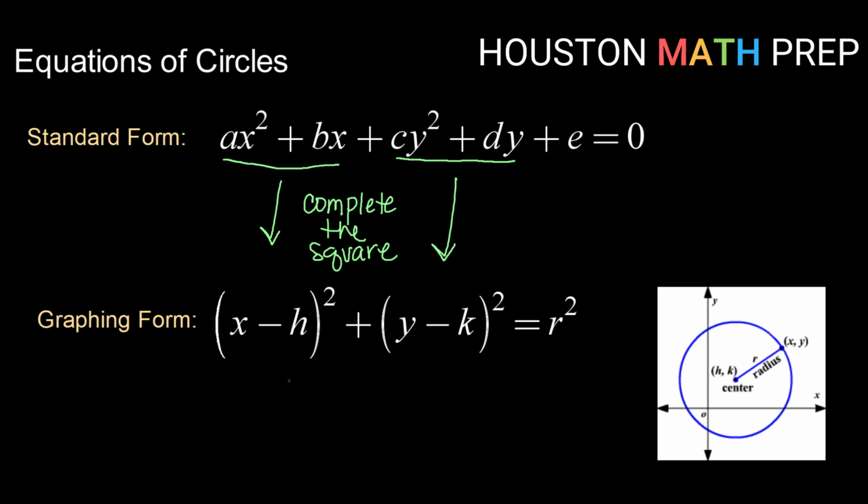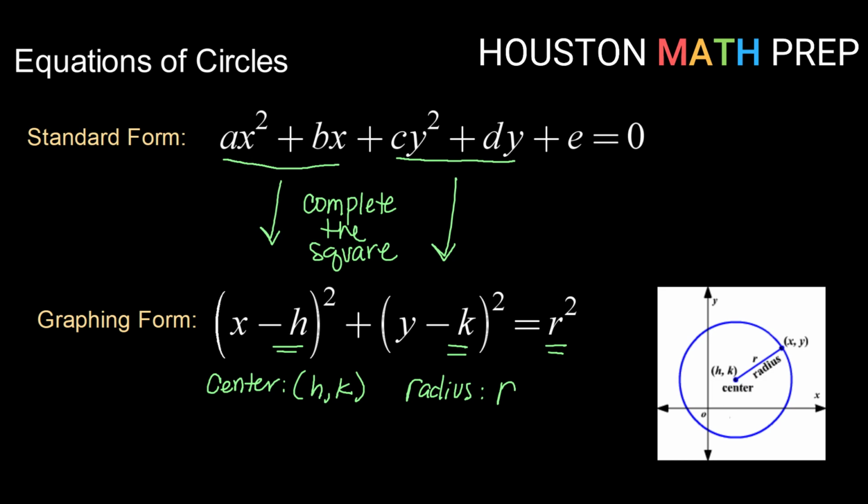Once we get it into graphing form, we want to identify some information. From inside the parentheses, we're going to get our center. So if we have (x minus h) squared plus (y minus k) squared, then our center for our circle will be the point (h, k). If we have our graphing form equal to r squared, that's going to show us our radius, and our radius is going to be r. From there, that's all you need in order to be able to graph a circle.